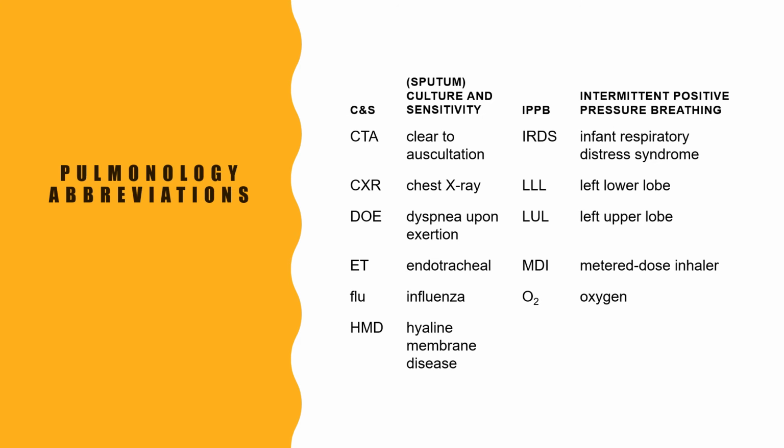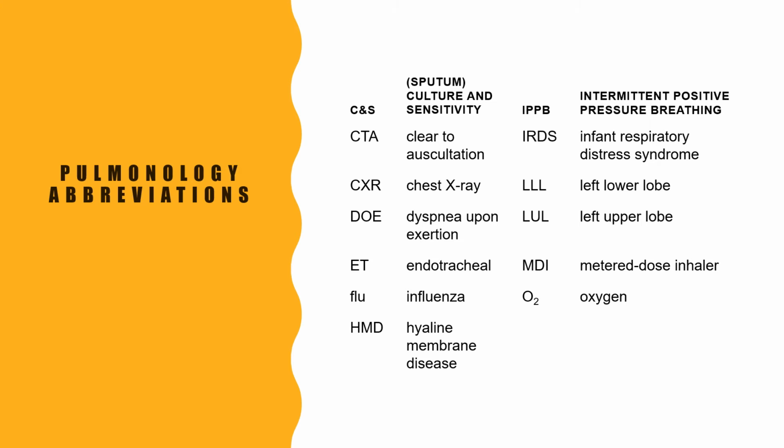C&S is a sputum culture and sensitivity test. CTA, clear to auscultation, so it's clear chest sounds. CXR is a chest x-ray. DOE, dyspnea on exertion. ET refers to endotracheal. Flu, influenza. HMD, hyaline membrane disease. IPPB, intermittent positive pressure breathing. IRDS, infant respiratory distress syndrome.